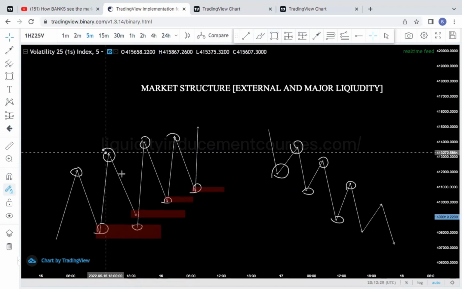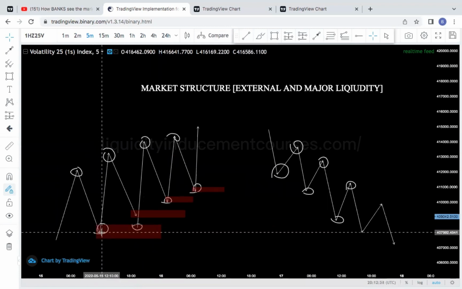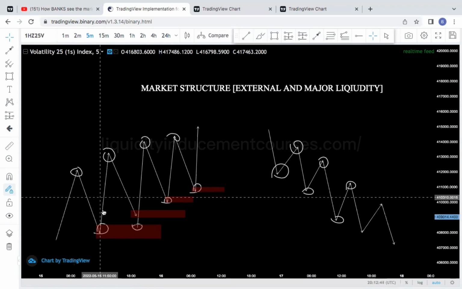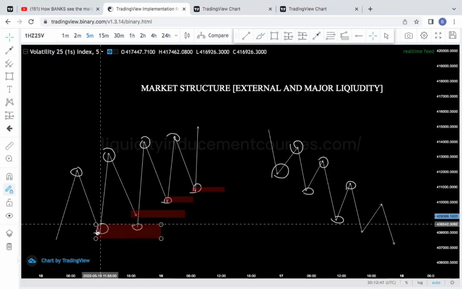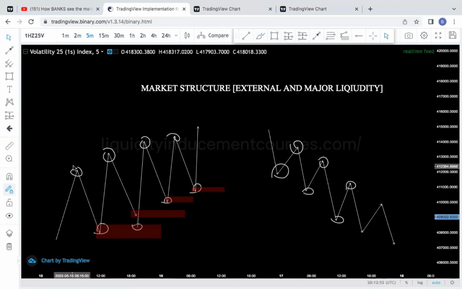on the uptrending markets, the higher lows are your major liquidity and the higher highs are your external liquidity. The idea is that price is not supposed to run through a major liquidity because it has to be respected, while the external liquidity has to be violated because it has liquidity that needs to be taken out. So this is external liquidity and this is a major liquidity.